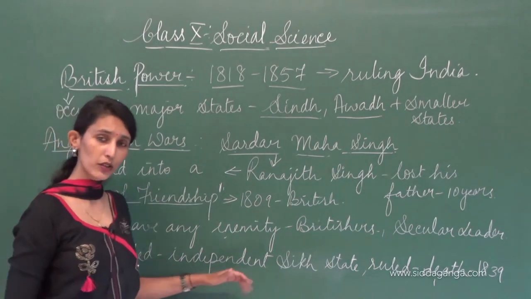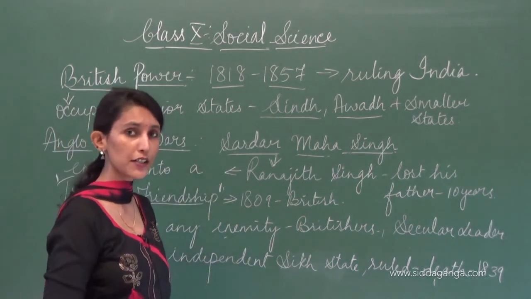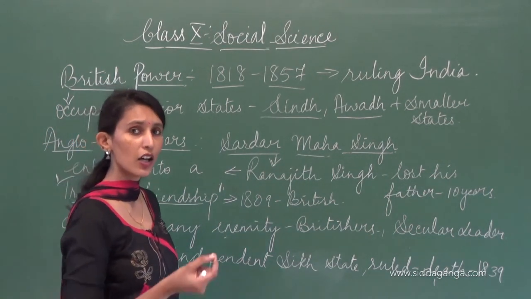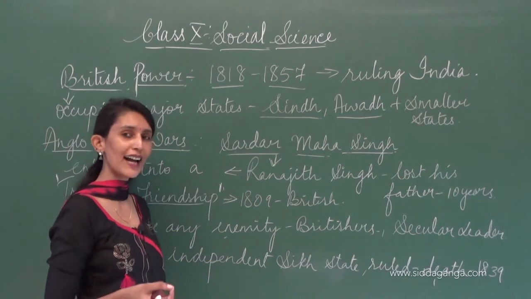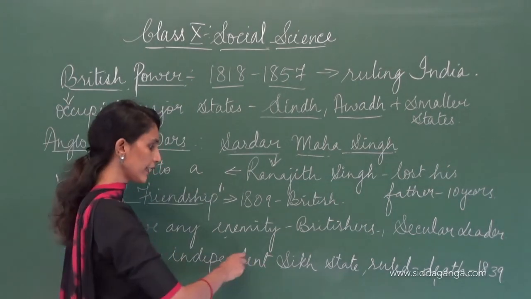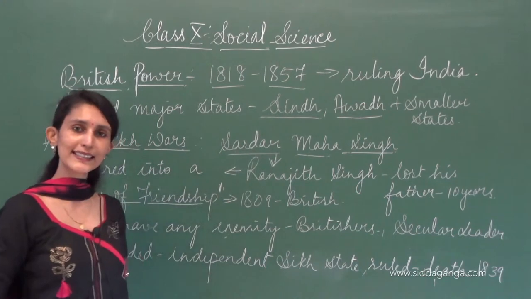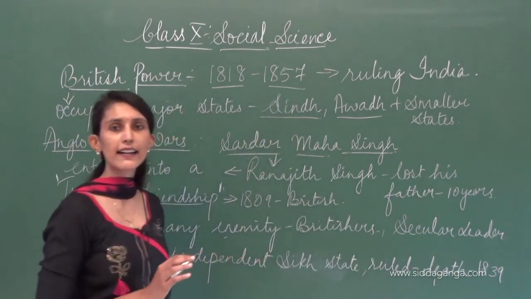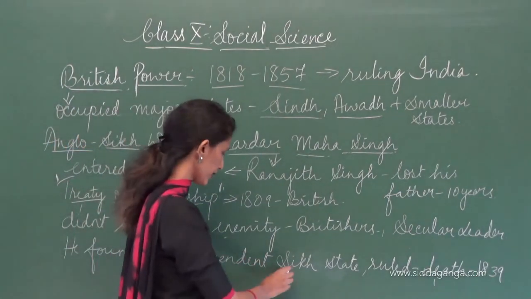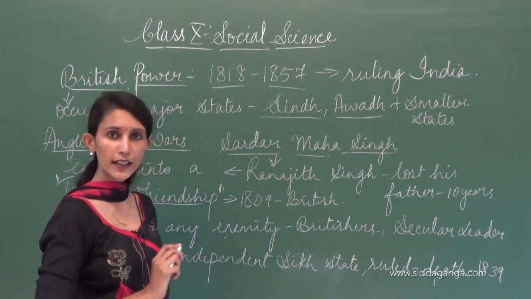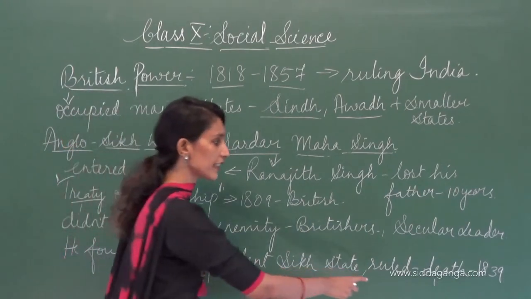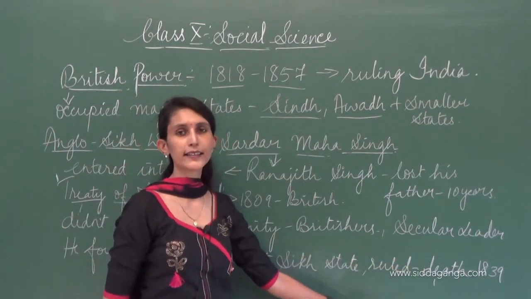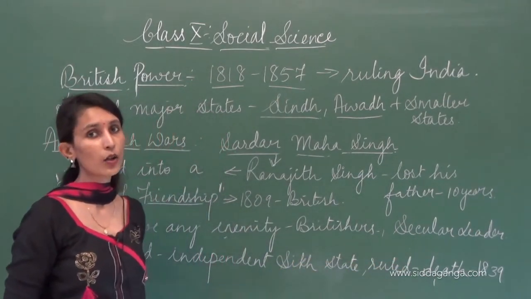As he was growing up, as he was trying to understand the policies of the kingdom, the policies of how he has to rule and what kind of administration he has to do, he tried to found an independent Sikh state in Punjab, and he ruled till his death in 1839. Did you understand this much? He founded an independent Sikh state and he ruled till his death in 1839. Now, with his death begins the Anglo-Sikh War.